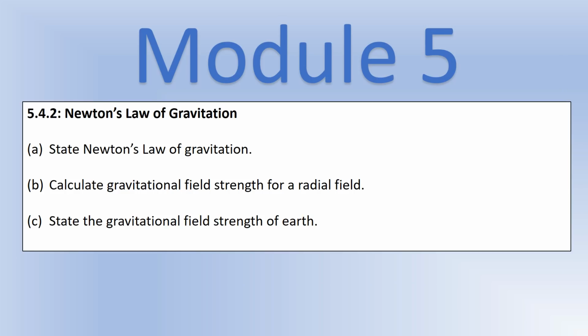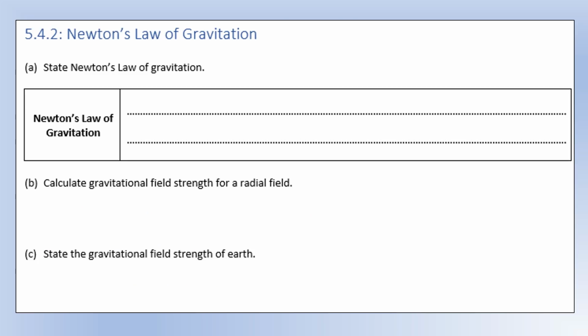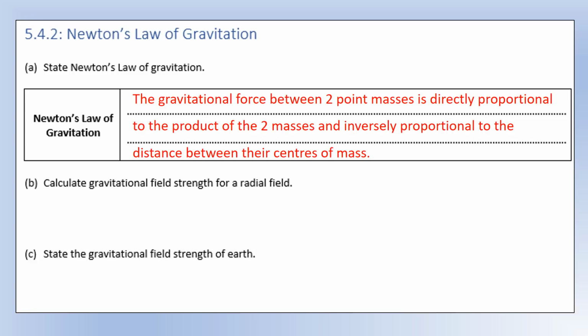All right, so looking at some ways we actually model gravitation using Newton's laws. First of all, Newton's law of gravitation tells us the two factors that affect the force of gravity: the product of their masses and the distance between their centers of mass. It's directly proportional to the product of the masses and inversely proportional to the distance squared. So we can calculate the field strength using an equation for a radial field. It looks something like this.